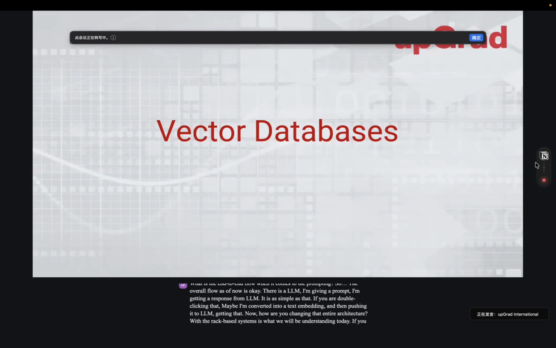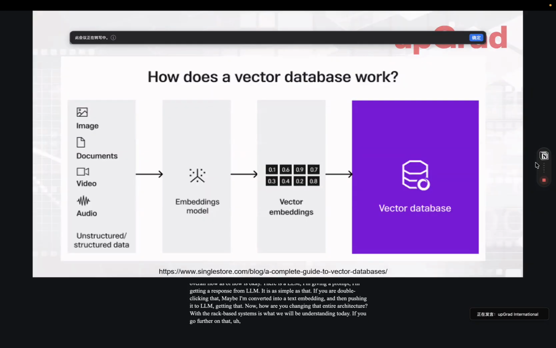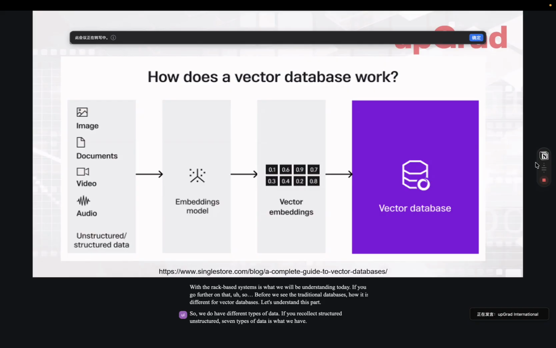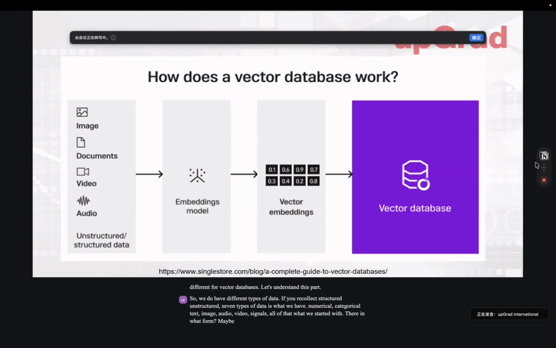Before we see how traditional databases differ from vector databases, let's understand this part. We have different types of data. If you recollect, structured, unstructured, seven types of data: numerical, categorical, text, image, audio, video, signals, all of that we started with. They are in what form? Maybe some image form, document form.